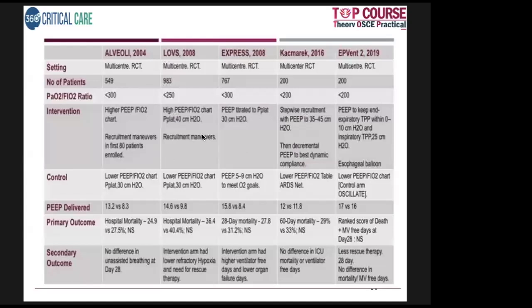So these are some of the trials for open lung ventilation: the ALVEOLI trial in 2004, the LOV trial in 2008, the EXPRESS trial in 2008, and Kacmarek in 2016. All showed there is no improvement in mortality, but there could be improvement in oxygenation. And there is also a trial called the EPVent trial in 2019, where they used esophageal manometry to adjust the PEEP, where they found less rescue therapy at 28 days, but no difference in mortality or ventilator-free days.